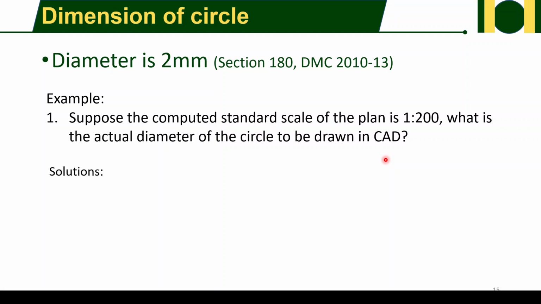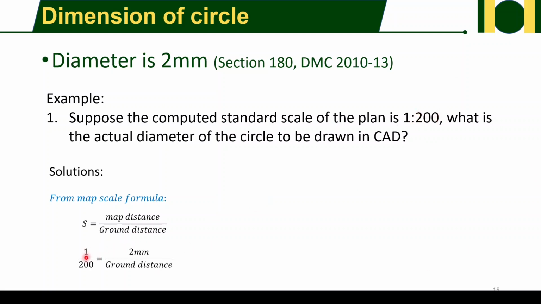Okay, so recall, we have a map scale formula, wherein scale is equal to map distance over ground distance. What is the scale? The scale is 1:200. 1:200 is equal to 2 mm over ground distance. The 2 mm is actually the diameter of the circle that should appear on the printed plan or survey plan.